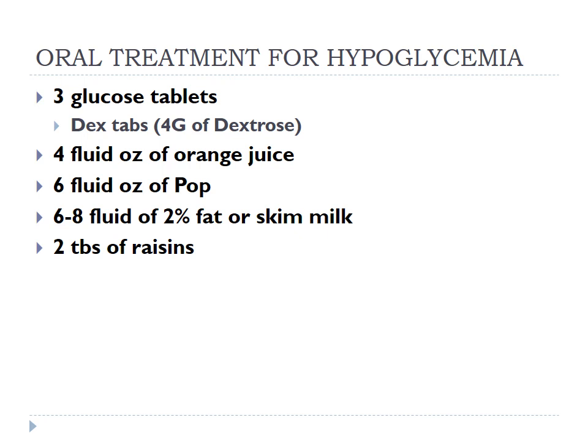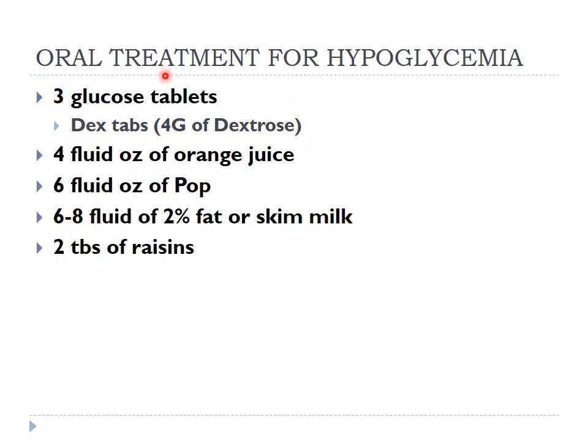The other thing I spoke about was the oral treatments. Dex tabs are equivalent to 4 grams of dextrose in a little tablet form, like a candy. You can also give orange juice. You can also give 6 fluid ounces of soda pop. Make sure it's regular Coke and not Coke Zero, please. They can sometimes have skim milk, or you can give raisins. Anything your parents said is bad for you because it's got too much sugar in it, they can have, and it will actually help to raise their sugar.